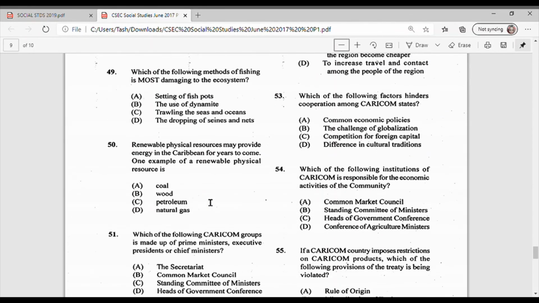53. Which of the following factors hinders cooperation among Caricom states? So what is it among these options that is going to stop or cause persons in Caricom states to not want to cooperate with each other? A, common economic policies. B, the challenge of globalization. C, competition for foreign capital. Or D, difference in cultural traditions. So for 53, your answer would have been letter C, which is the competition for foreign capital.